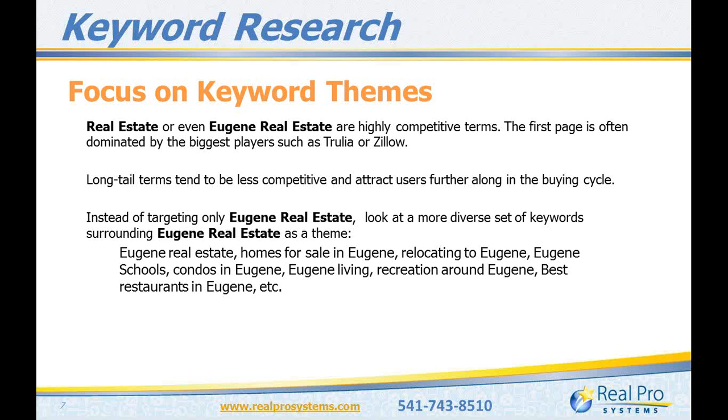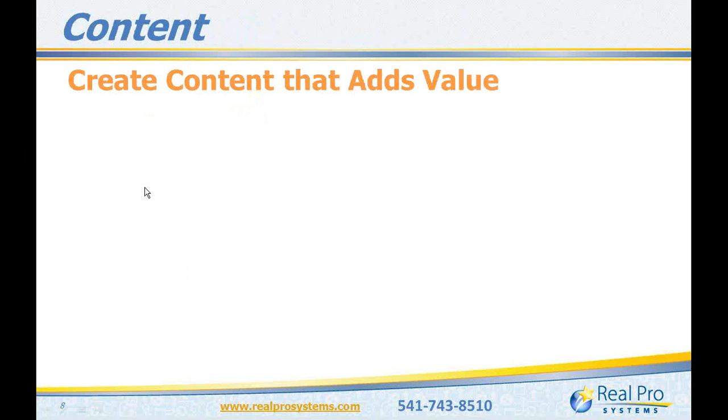But then if we were looking at Eugene, another way to think of the keyword theme is including lots of different terms that relate to that in the content itself. And so we might consider things like Eugene real estate, homes for sale in Eugene, relocating to Eugene, Eugene schools, condos in Eugene, things like that. Not that we're trying to stuff the term Eugene, but we're trying to really focus on the overall ideas and things that people would be looking for. And we're going to look at crafting a strong piece of content that really addresses a lot of those things. That way we're not spreading ourselves too thin when we're actually putting things onto the site. So with that, we're talking about content.